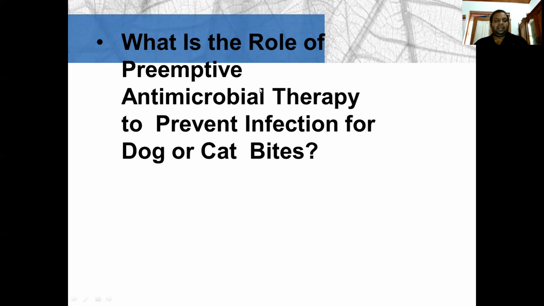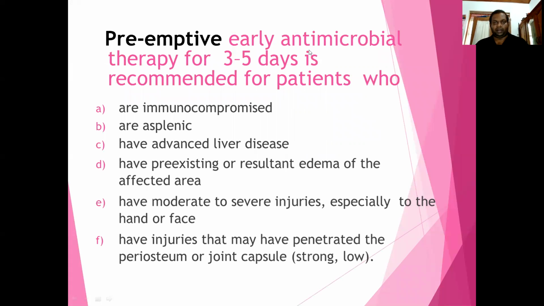What is the role of preventive antimicrobial therapy for dog or cat bites? Preemptive early antimicrobial therapy for 3 to 5 days is recommended in patients who are immunocompromised; in immunocompetent patients we are not offering it. Also for those with a therapeutically or traumatically removed spleen, advanced liver disease, or pre-existing edema of the affected area, where we think there is ongoing infection.